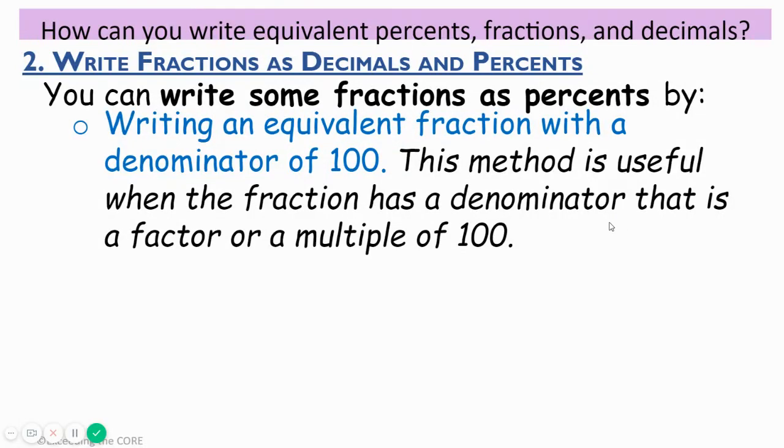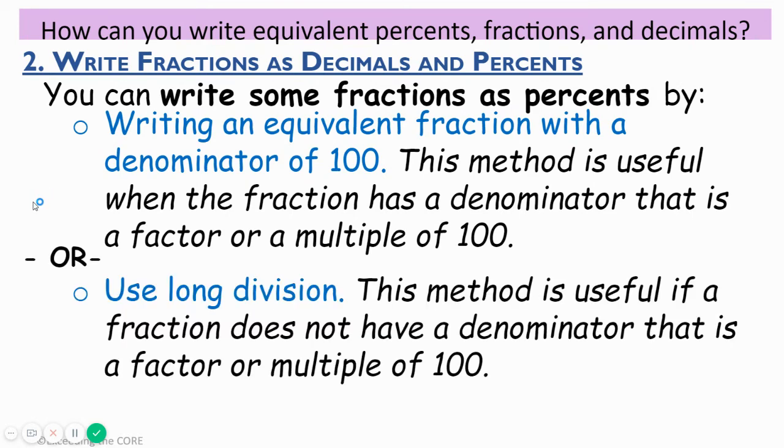So how can you write equivalent percents, fractions, and decimals? You write your fractions as decimals and percents. You can write some fractions as percents by writing an equivalent fraction with a denominator of 100. This is useful when your fraction has a denominator that is a multiple or factor of 100.